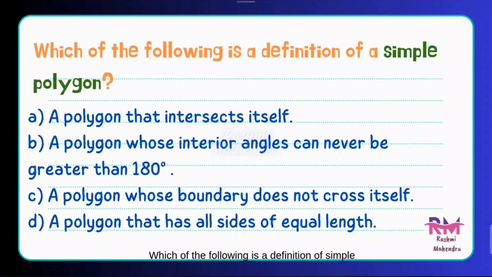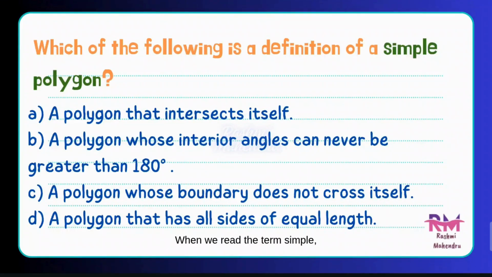Which of the following is a definition of simple polygon? A polygon that intersects itself. A polygon whose interior angles can never be greater than 180 degrees. A polygon whose boundary does not cross itself. A polygon that has all sides of equal length.